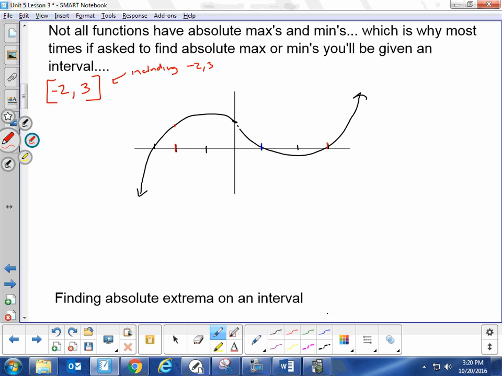Okay? Well, you would look at just this portion of the function. And you would find the maximum and minimum value of that portion. And you can see that right here, that would definitely be the absolute max. And right here at 2, that would definitely be the absolute min. Both of these are locations of relative extrema. This is a relative max and this is a relative min.